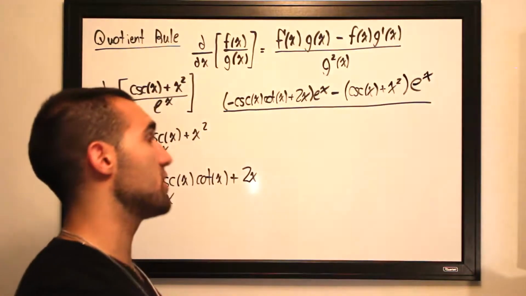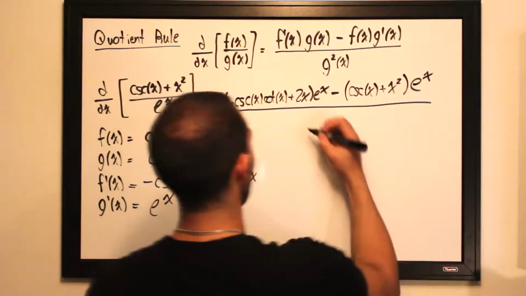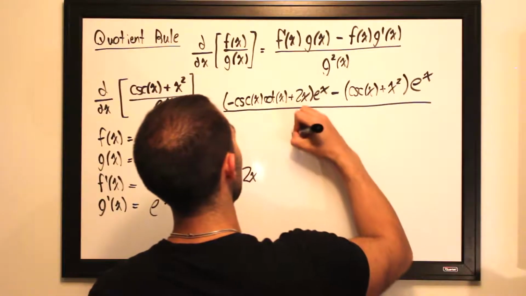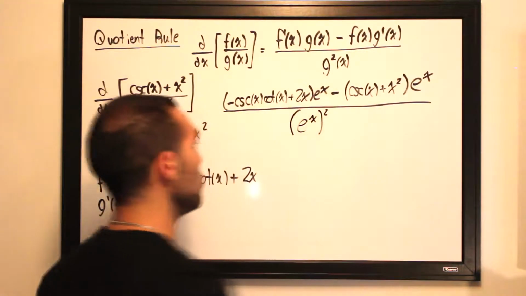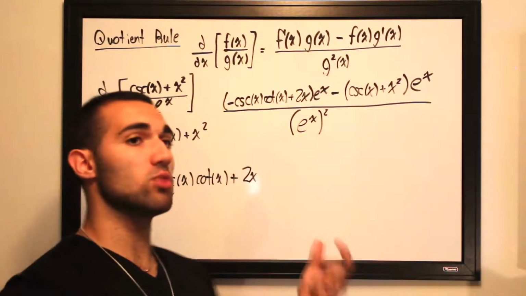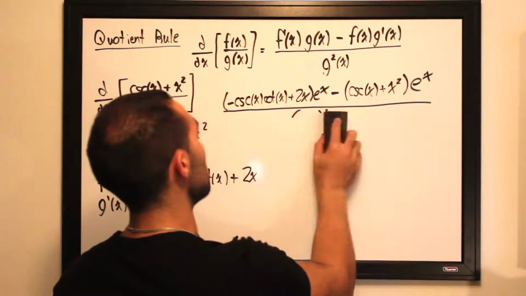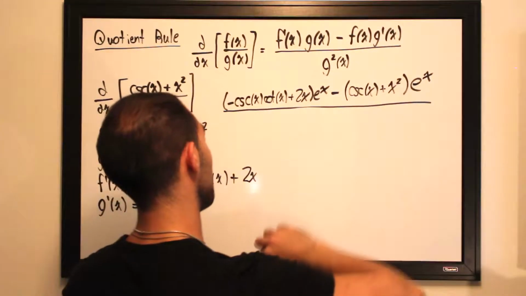And then we will divide this entire thing by g of x but squared. So our g of x is e to the x. Now we want to raise that to the power of 2. So essentially what we can do in order to get rid of this extra exponent is we can just multiply them out. So e to the x becomes e to the 2x.